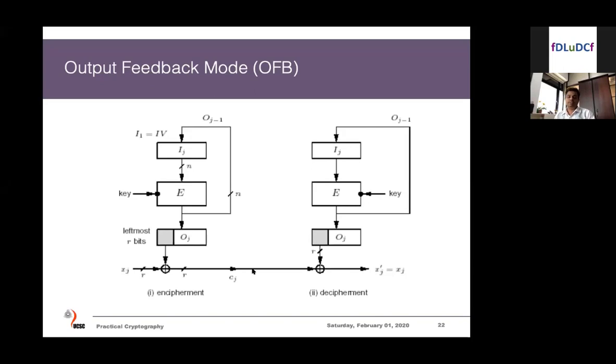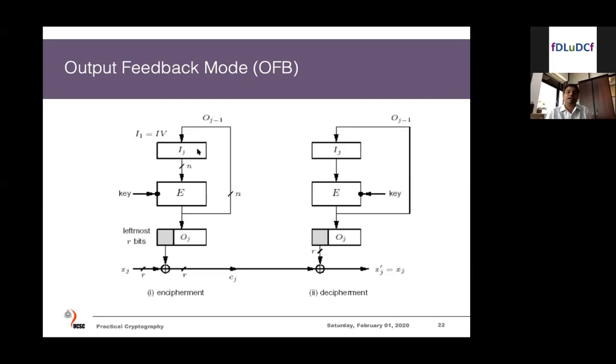In order to solve this error propagation problem, we use a different mode. That particular mode is called output feedback mode, or OFB mode. In the output feedback mode, we do the same thing as the cipher feedback mode; the only difference is where we feed back into the initial vector. In the cipher feedback mode, we feed back the ciphertext. In output feedback mode, we feed the output of the block cipher's encryption to the top.